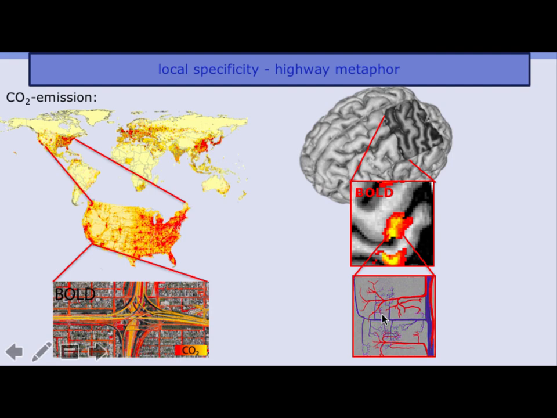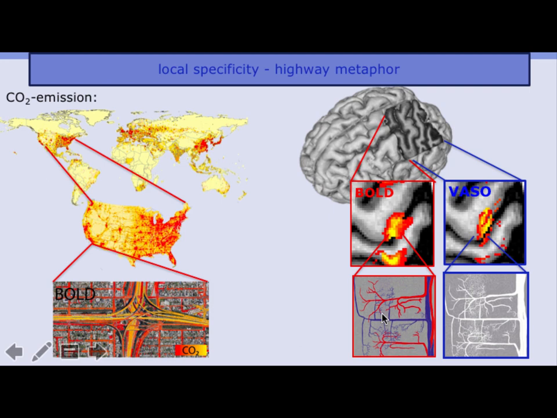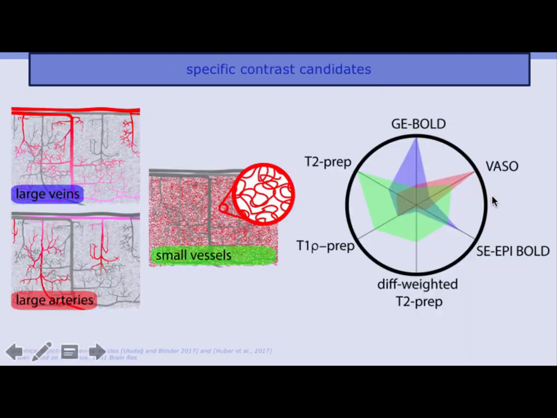Our approach to deal with these specificity limitations is to use non-BOLD contrast mechanisms, for example, mechanisms that are more specific to the microvessels, that are more closely aligned to the laminar neuron levels. For example, this blood volume sensitive VASO method. But there are also other BOLD sensitive methods that have been hypothesized to have a higher specificity.